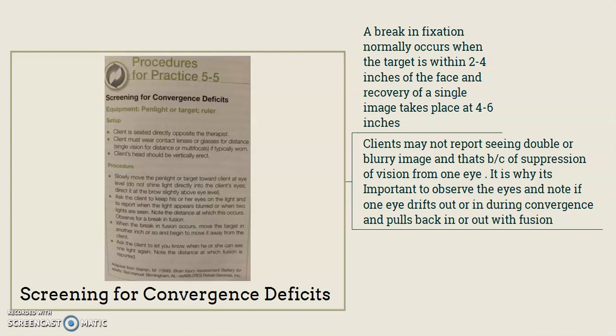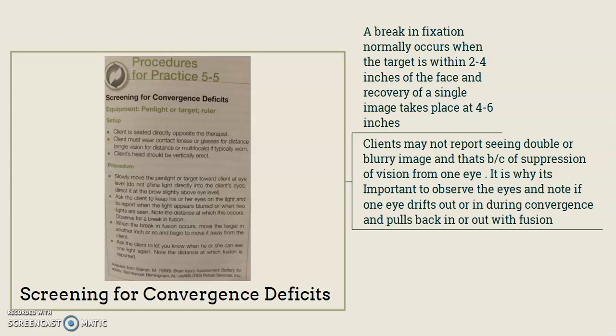You note the distance at which this occurs. This is called the break point. And then you observe for a break in fusion. When the break in fusion occurs, move the target in another inch or so, and then begin to move it away from the client. Then you ask the client to let you know when they can see one light again, and you also note the distance at which the fusion is reported back again.